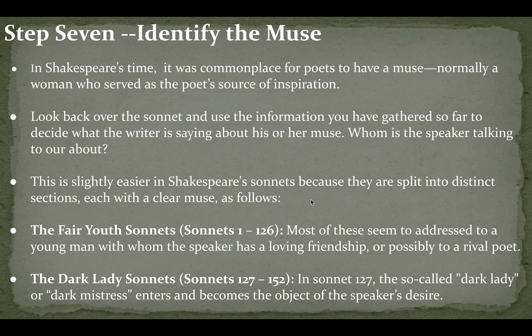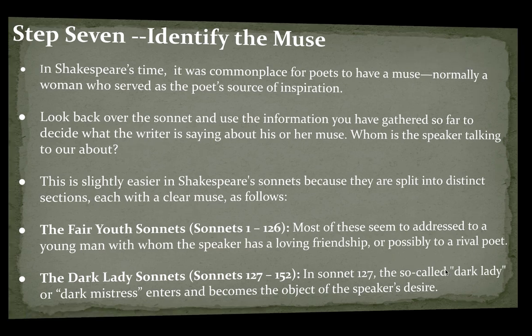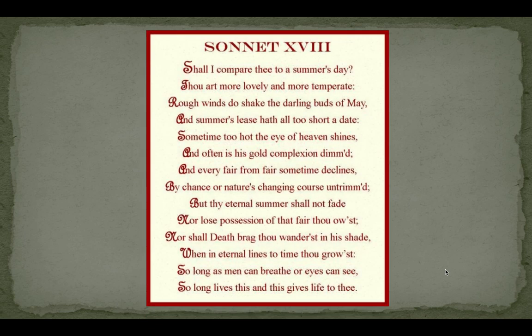Now, this is easier in Shakespeare's sonnets because the sonnets are split into distinct sections. So the Fair Youth Sonnets, if it's sonnet 1 through 26, the muse is most likely a young man with whom the speaker has a friendship, or it might possibly be a rival poet. If it's 127 through 152, it's likely one of the Dark Lady sonnets, and these sonnets are addressed to a woman or mistress who is the object of the speaker's desire. So let's take a look and see here.